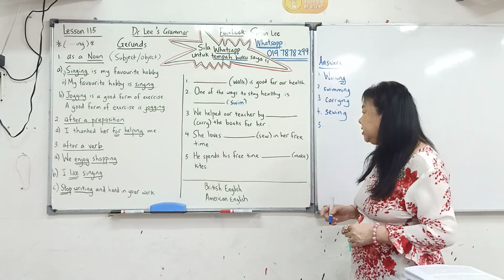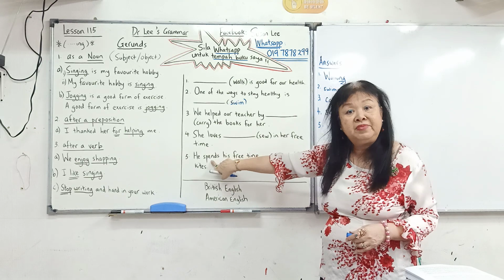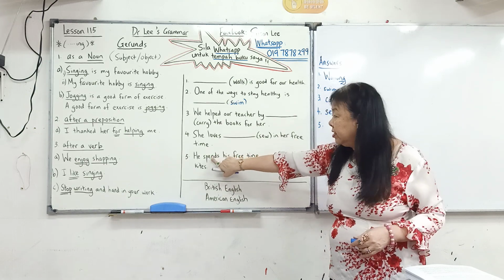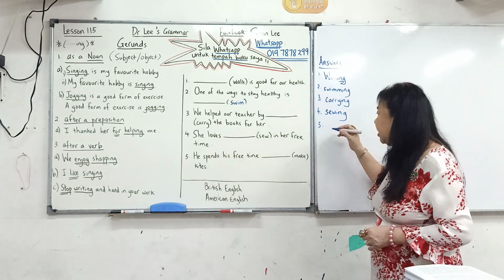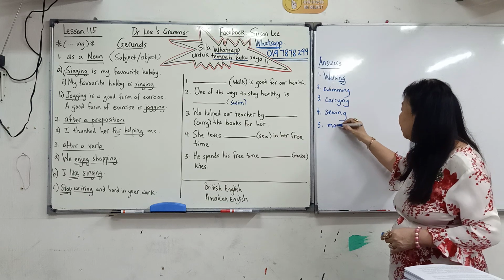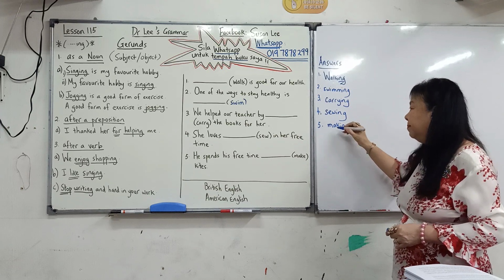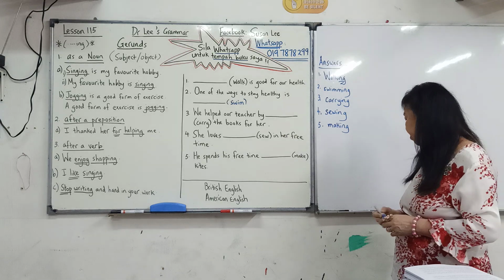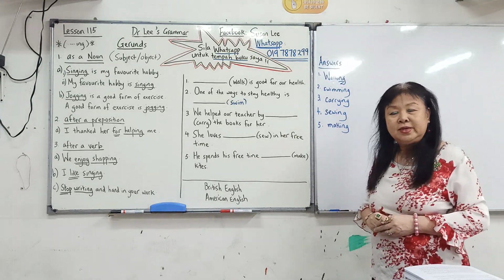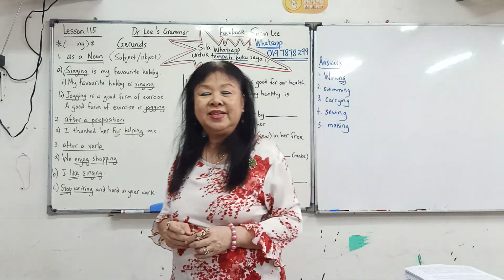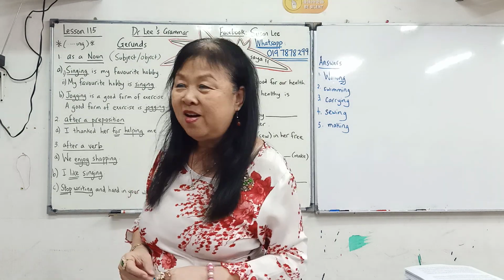He spends his free time. Again, spends is a verb. So after this verb, the second verb you put ing. So make becomes making text. Alright, so that's all for today. It's a very short one on gerunds.